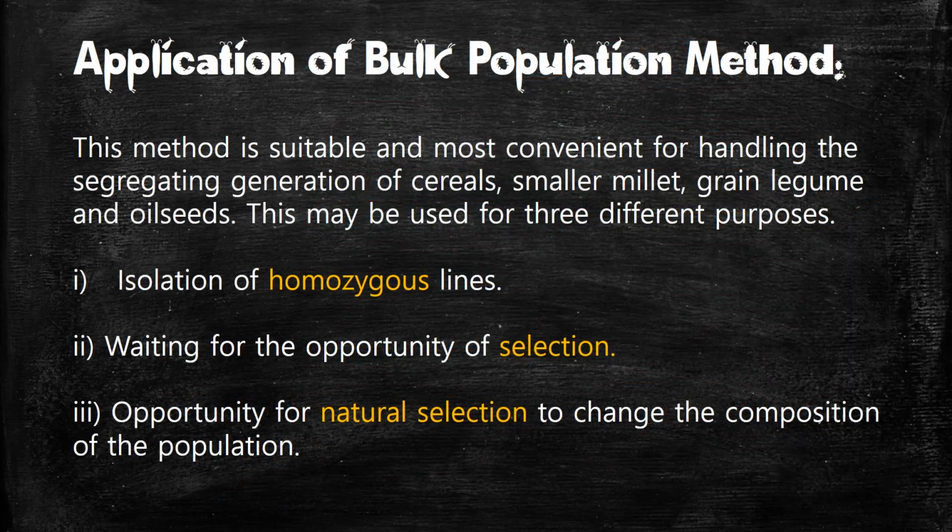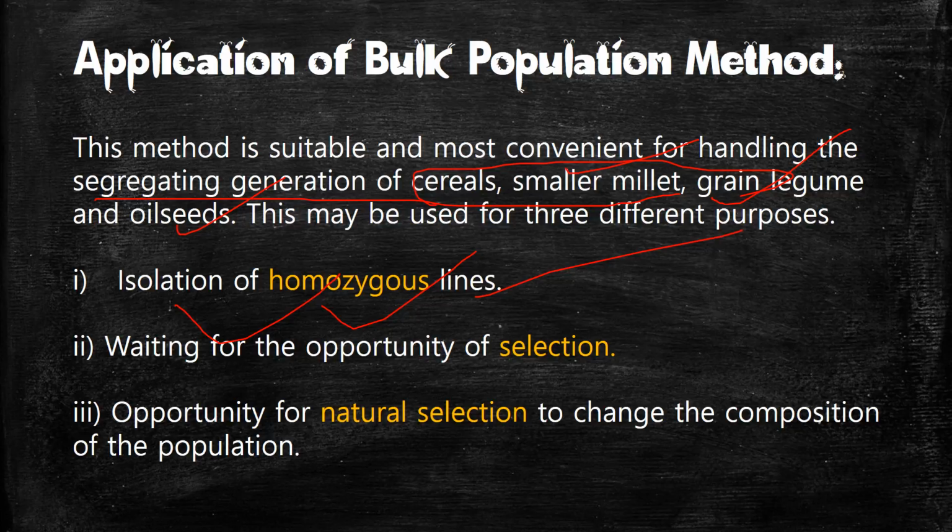Having seen the procedure, we'll now see the applications. What are the applications of this bulk population method? This method is very suitable and most convenient for handling segregating generations of cereals, millets, grain legumes, and oil seeds. So it is mainly used in these crops. It may also be used for the isolation of homozygous lines, as with any other selection methods.